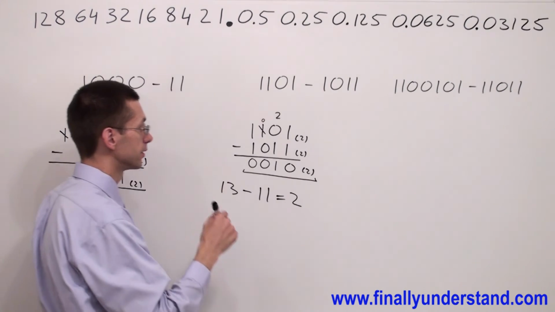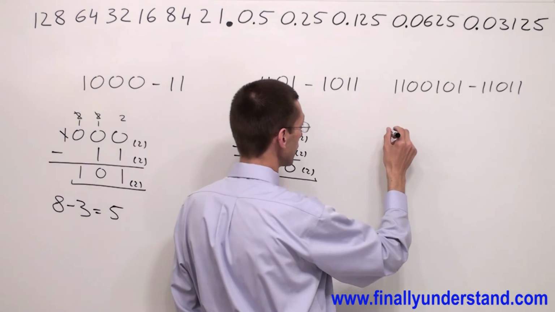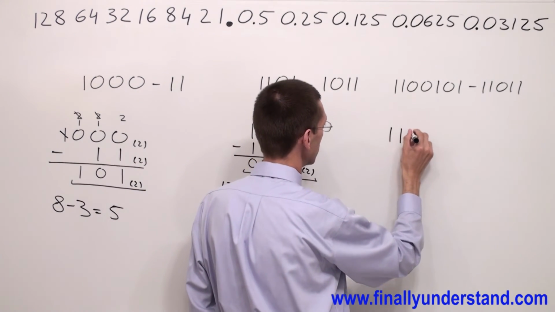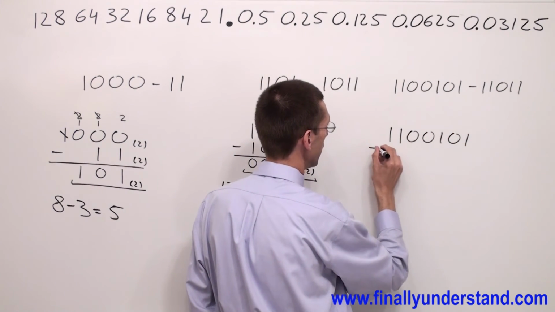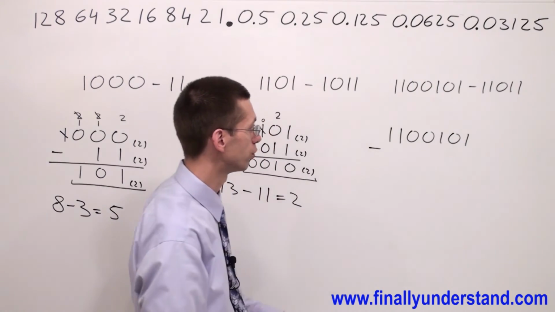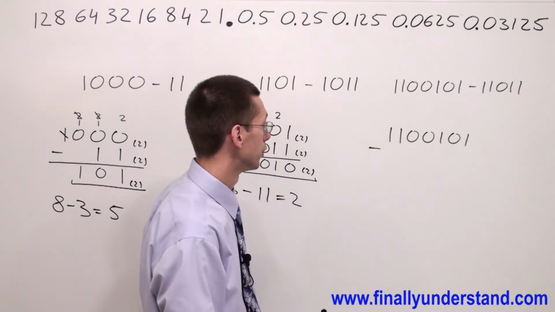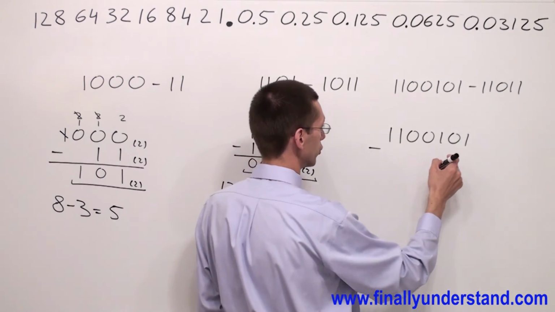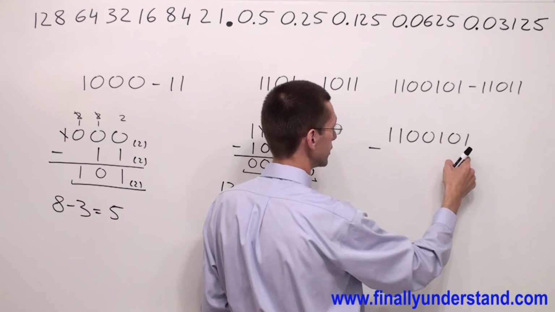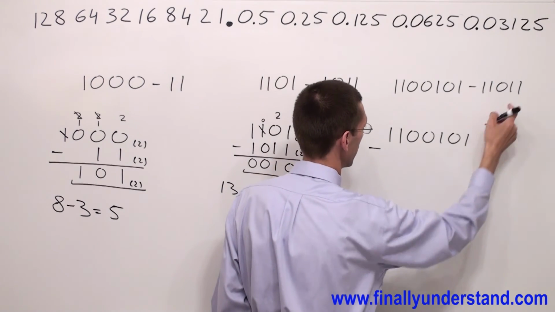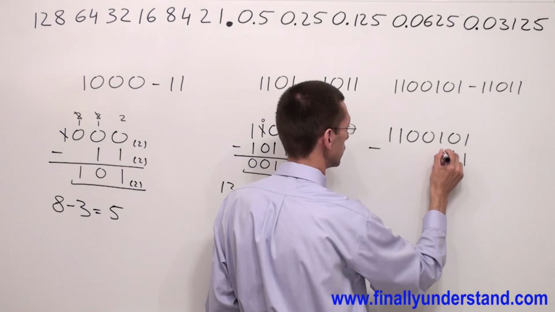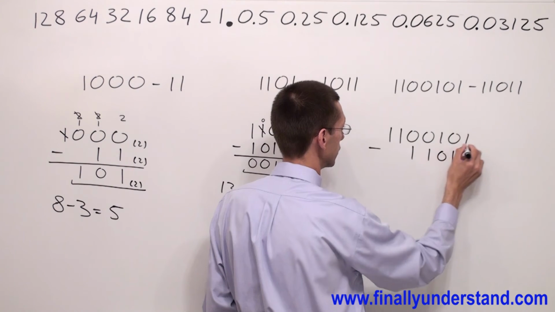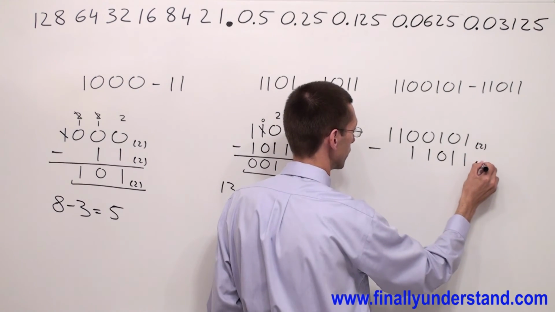Let's take a look at this example. We have 1, 1, 0, 0, 1, 0, 1 minus. Anytime you are going to rewrite the problem, you're supposed to make sure that you start writing from the least significant bit. Means you have to start from the back and copy this down. 1, 1, 0, 1, 1. Of course, this is base 2.